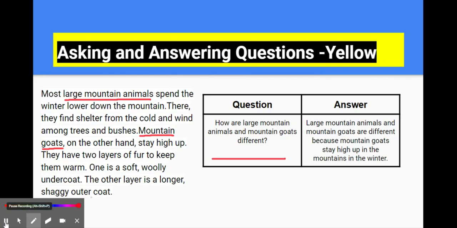Now, I can answer my question from my text. I know that large mountain animals go down the mountain in the winter, and mountain goats actually stay up. How do I know this? Here is a signal word that says on the other hand. So the mountain goats are actually doing the opposite of the large mountain animals. Large mountain animals and mountain goats are different because mountain goats stay up in the mountains in the winter.